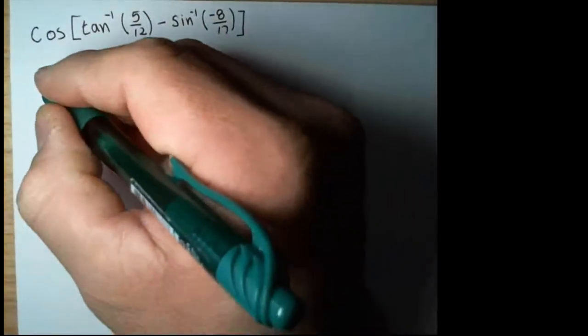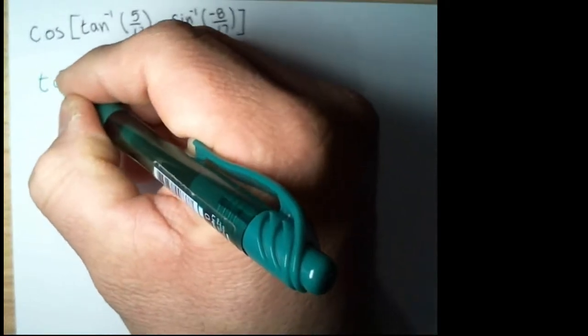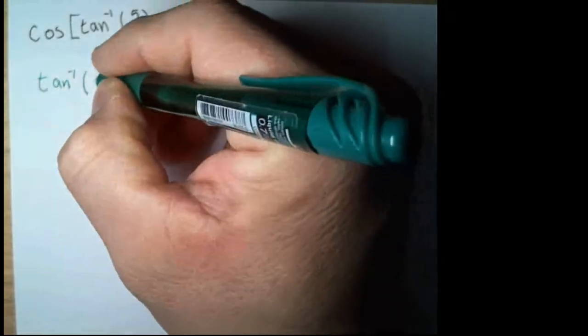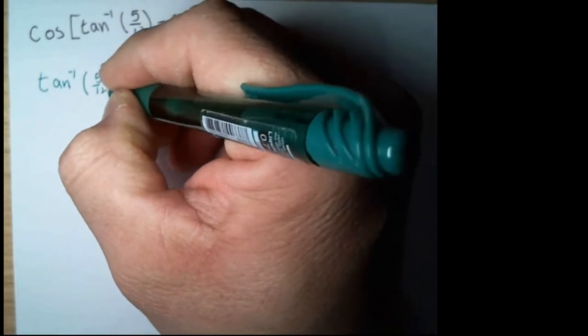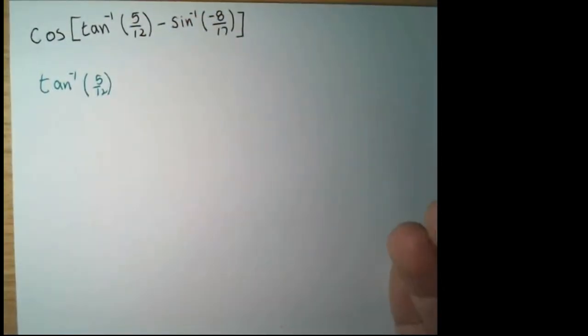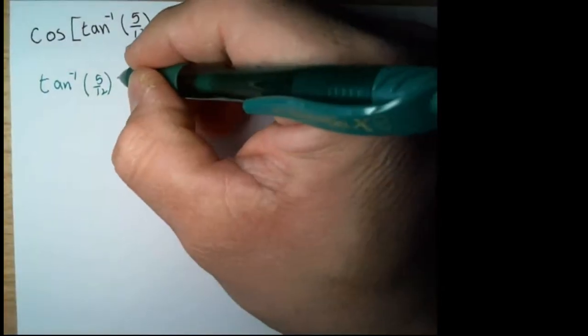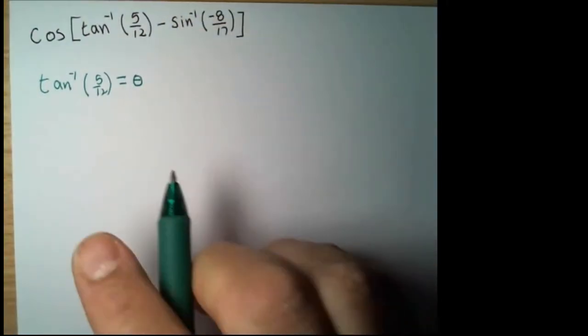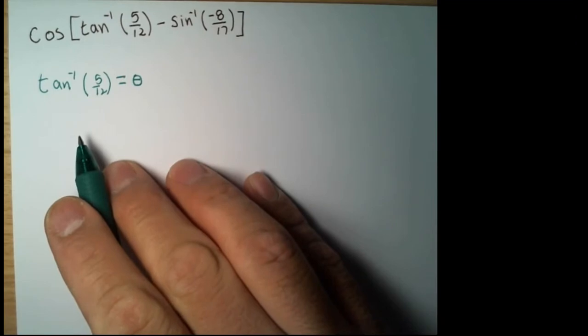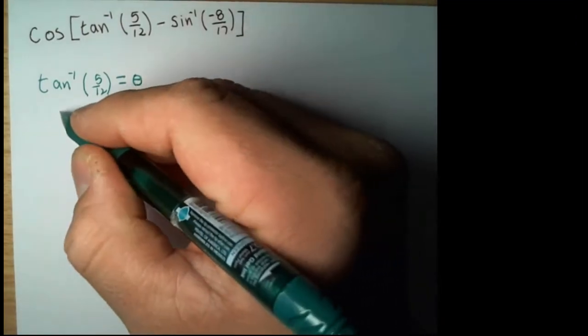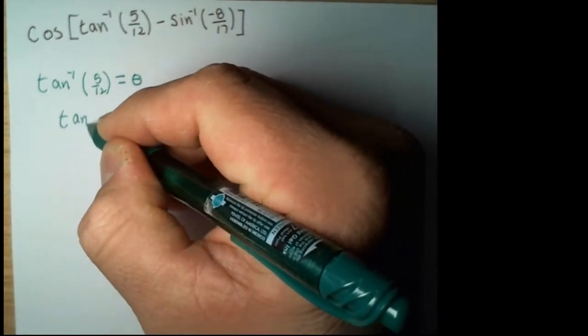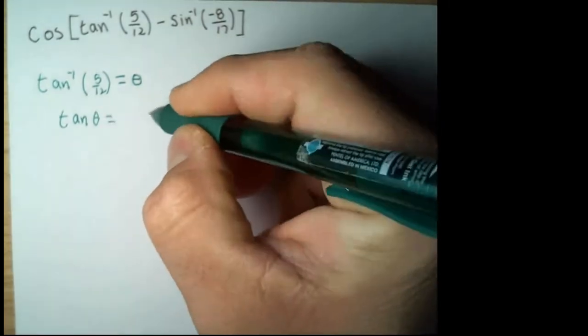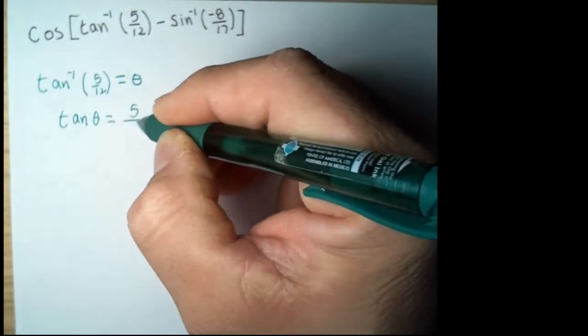When we have a statement like tangent inverse of 5 over 12, the output of this is some angle. So I'm just going to call it theta. Properties of inverse functions tell me that tangent of theta is equal to 5 over 12.